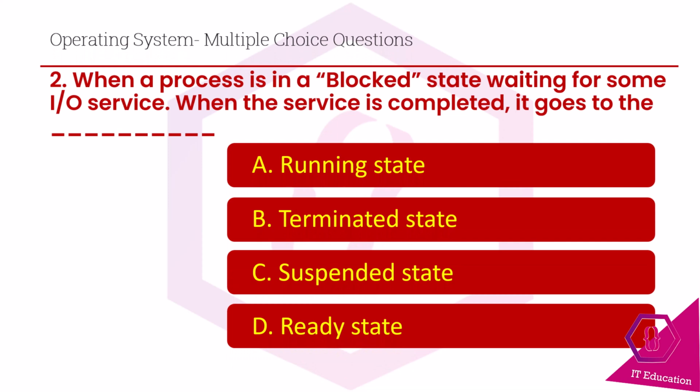The next question is, when a process is in a blocked state waiting for some I/O service, when the service is completed, it goes to the: option A running state, option B terminated state, option C suspended state, option D ready state. So read the question carefully: a process is in a blocked state waiting for some I/O service. Then when the service is completed, it goes to option D, ready state.